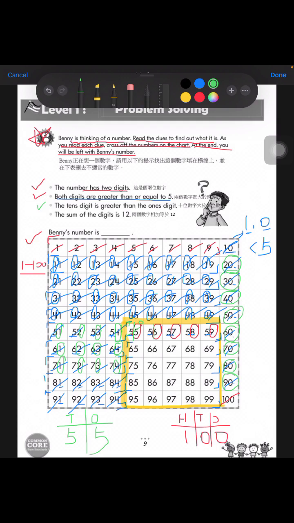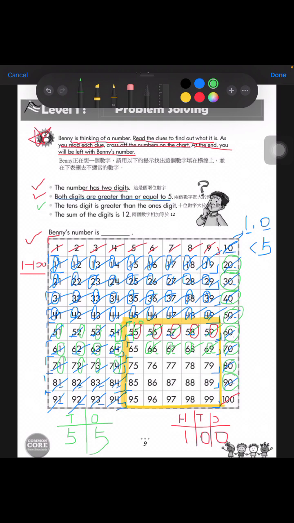How about 56 to 59? Also, the 10s digit is not greater than the 1s digit, so we can cross them out. How about 65? The 10s digit is 6 and the 1s digit is 5, and the 10s digit is greater than the 1s digit, so we don't need to cross it out. And then we look at numbers 66 to 69. The 1s digit is also greater than or equal to the 10s digit, so we need to cross them out.